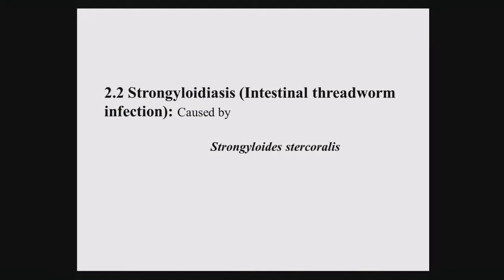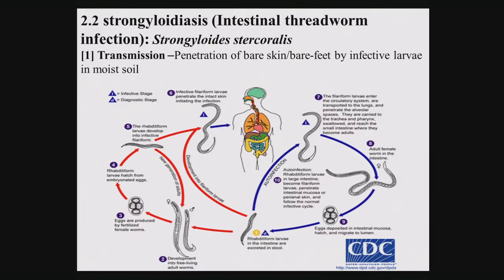Okay, then we'll cover the second one, known as the intestinal threadworm infection caused by Strongyloides. And this is probably the most serious intestinal helminth we know. The life cycle, as shown here, is complicated, but let me break this down so you can understand. The infection starts, as I mentioned, with infective larvae. They penetrate the skin. Then they end up in the lymphatic or blood system.